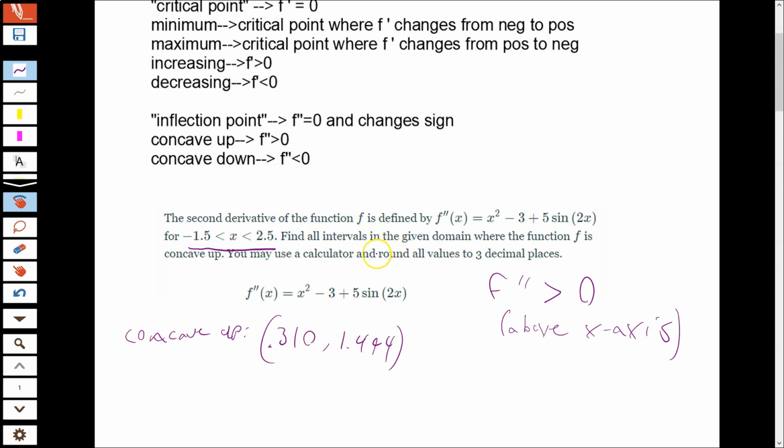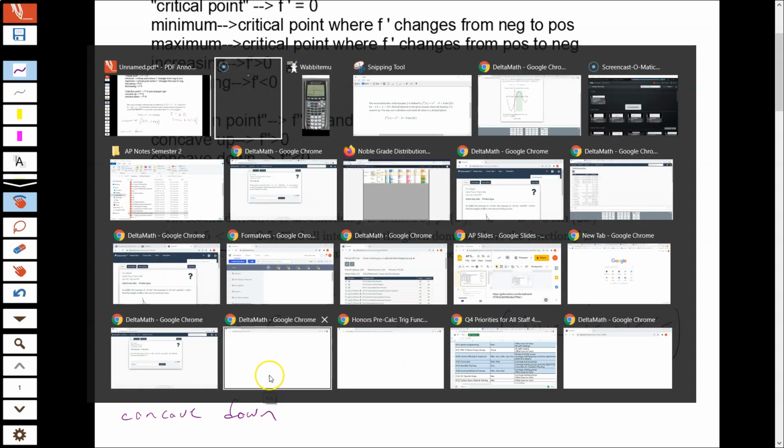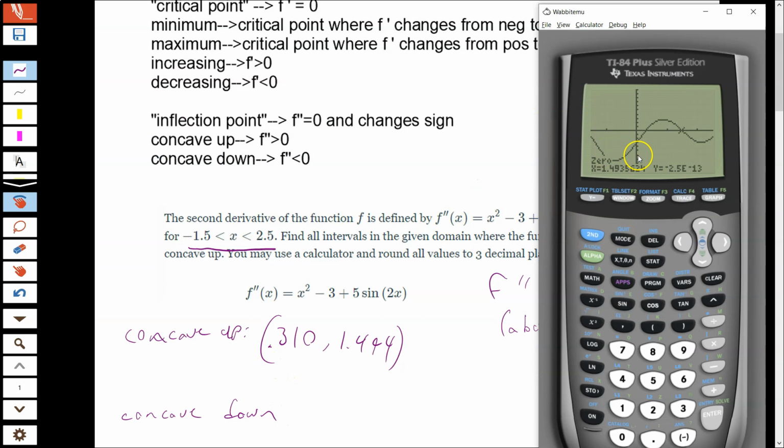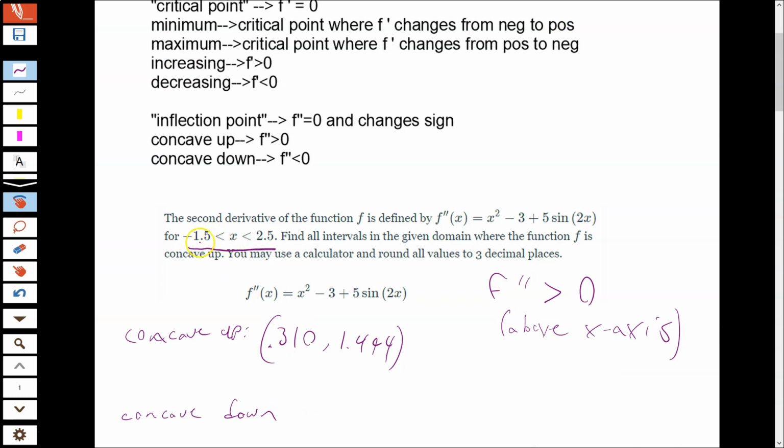Now, I could have asked you for a concave down interval, and that would be everything else. So looking at my graph again, it would be these pieces where the function is below the x-axis. So I would say, remember we're starting at negative 1.5, so my concave down intervals would be from negative 1.5 to 0.310, and, or sometimes you do, right, 1.494 to 2.5. So you still have to be smart about what it's asking and decide which part of the graph you're looking at, but the calculator helps you find the bounds.